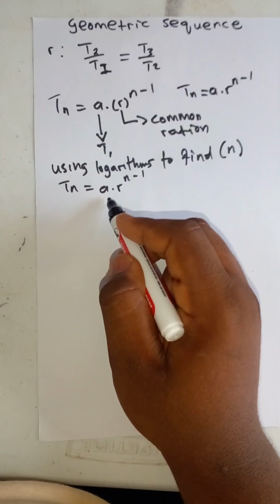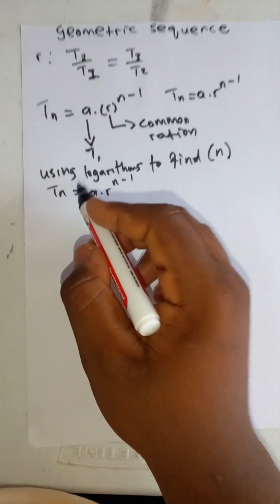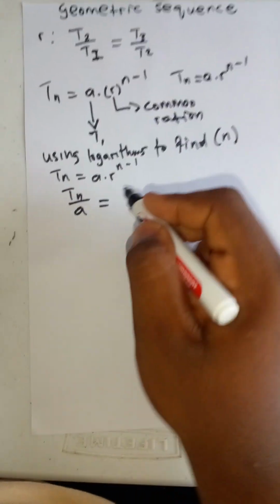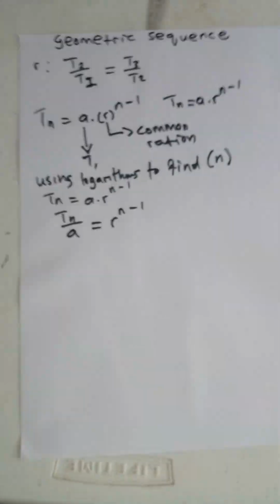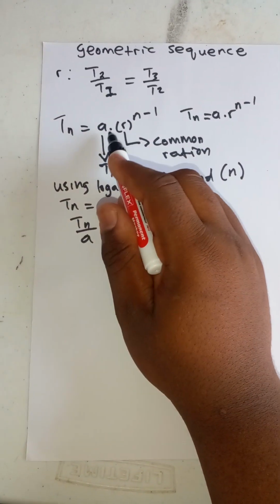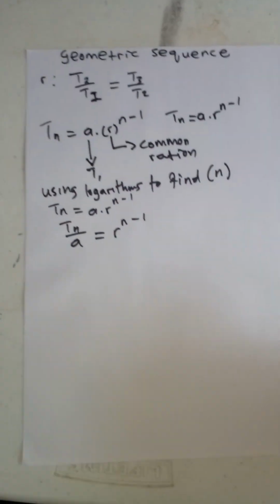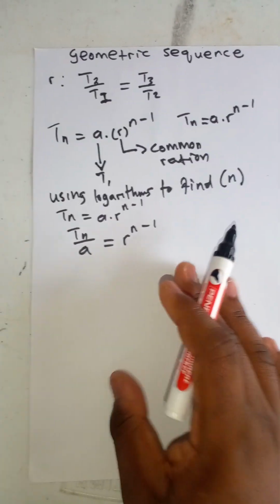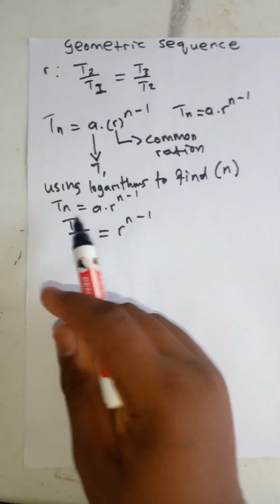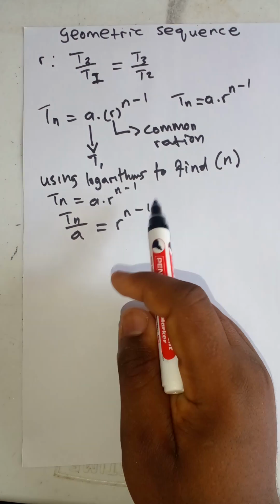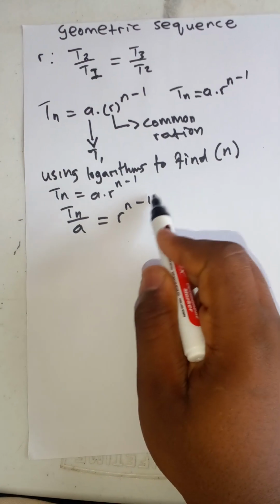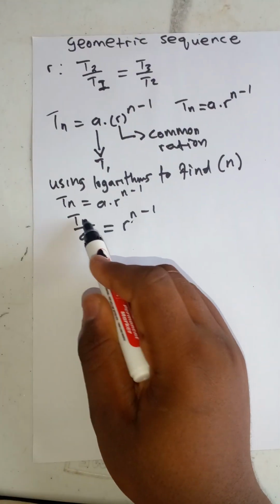The first thing we can do is get rid of that a. We divide both sides by a, so it will be Tn over a equals r to the power of n minus 1. Even if you have examples like Tn equals 5 times 2 to the power of n minus 1, you can apply the same thing, but I'm going to use the original format. As you can see, this is r to the power of n minus 1, and this is Tn over a.